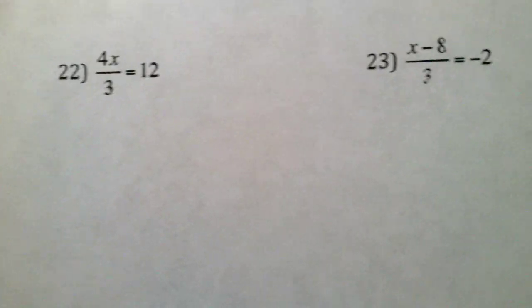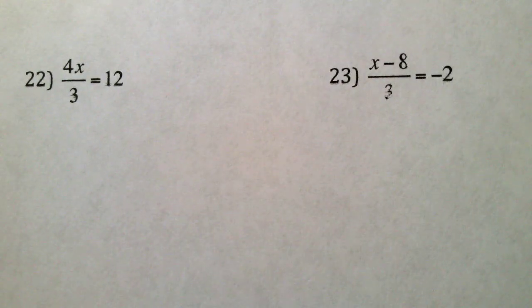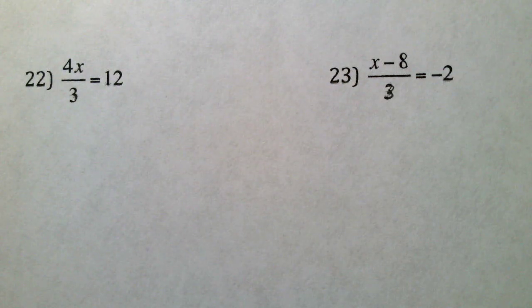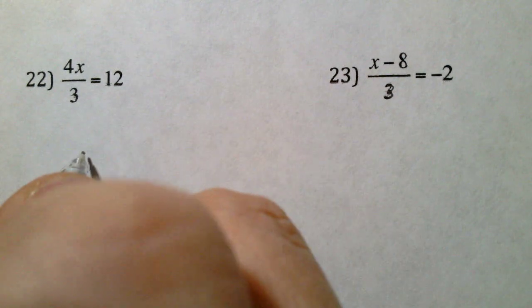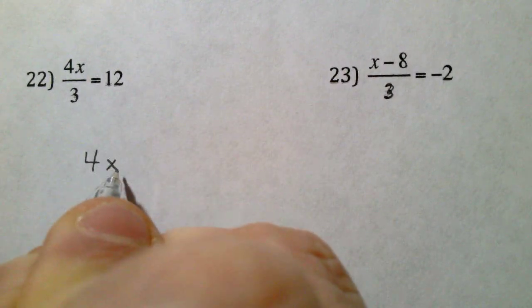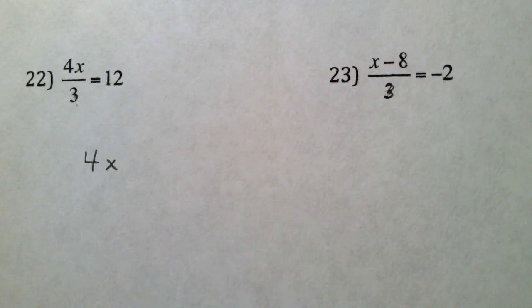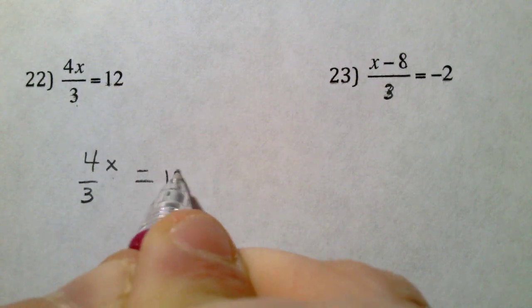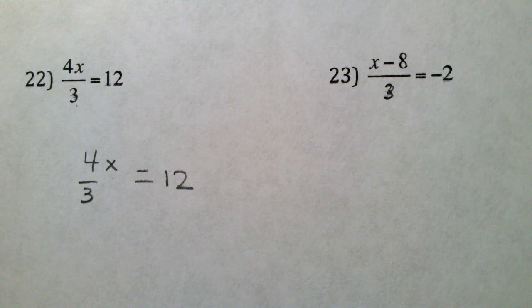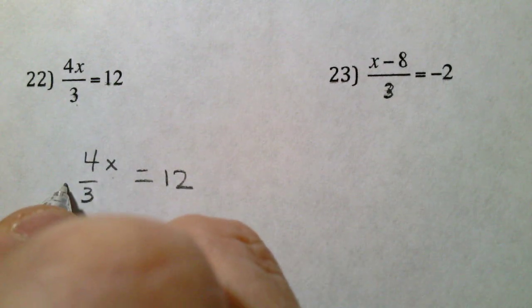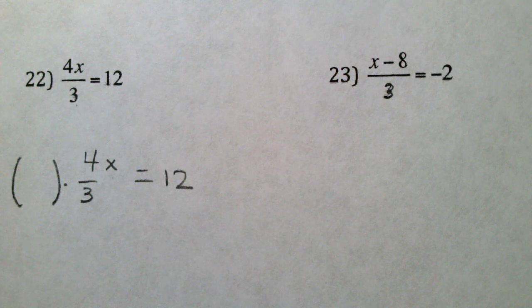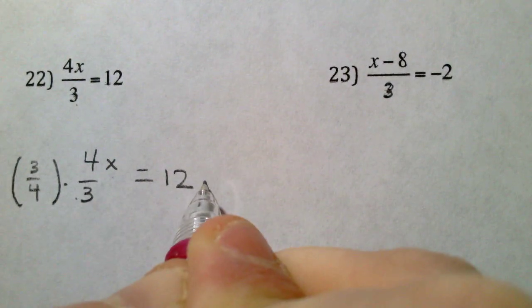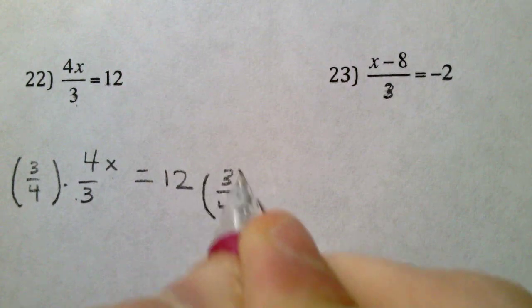All right, last 3. Again, please don't panic over fractions, okay? If I have 4x over 3, this 3 can actually go right underneath the 4. You don't even have to write it with the x. What you should have learned in the past is that we're going to multiply by what's called the reciprocal. So I'm going to put in 3/4 here, and I'm going to multiply by 3/4 here.